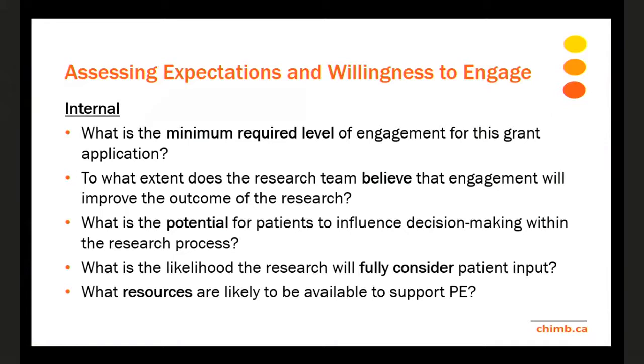To what extent are researchers willing to have those hard conversations? To what extent does the team believe that engagement will improve the outcome? What's the potential? Where are the decisions where people can have a say? And that means researchers have to be flexible. If patients say, no, I don't think that's important, they have to be willing to share some of that decision-making power. So think about where I do want to engage, what the potential for people to engage is, what the likelihood is that we're going to consider everybody's perspectives, and then what resources we have to support it. That's a big one. Building a budget for engagement is really important.